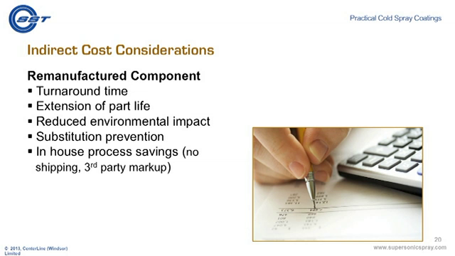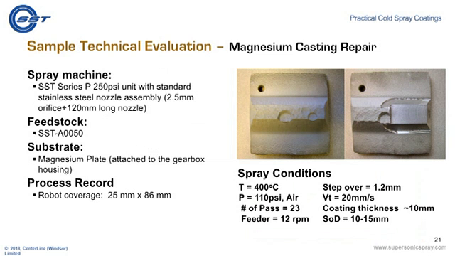Now, by working closely with you, we can uncover even more cost savings by comparing our cold spray process to your current repair process or scrap economics. We're going to look at your turnaround time, the extendable life of the part, any costs associated with reduced environmental impact, substitution prevention, and any in-house process savings, such as no need to ship your parts to a third-party vendor, any packaging considerations, any markups, and overall time savings within your operations. I wanted to show you just one example from literally hundreds of technical evaluations we've done over the past decade. And if you have a particular component or part that you're interested in evaluating, we may already have it within our database, or we can develop that data for you.